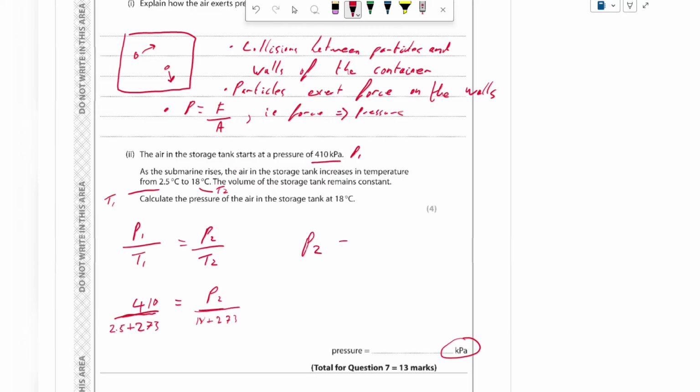So pressure 2 is going to be equal to 410 divided by 275.5 multiplied by 291. And you put that into your calculator and you get 430. Again, be careful about units, I mean kilopascals.